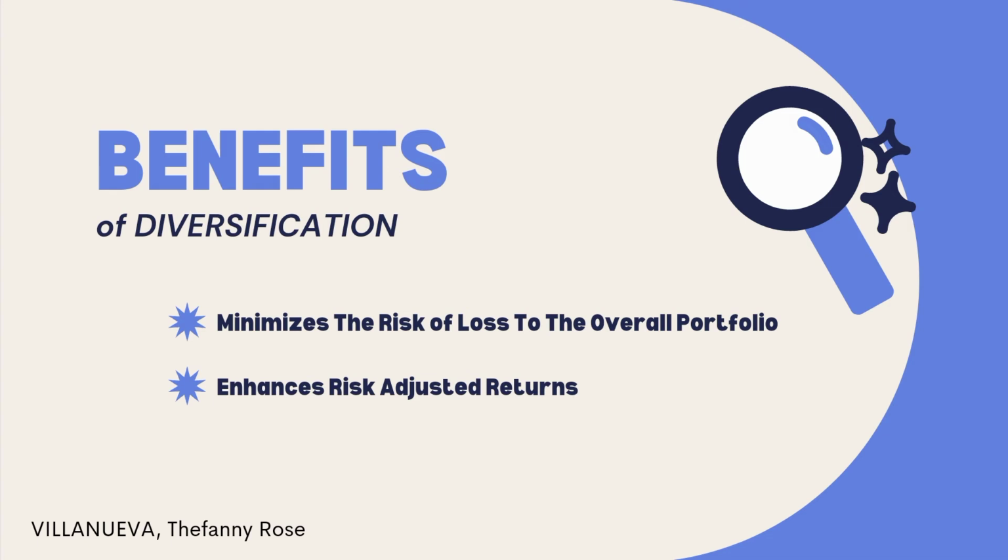So this is the second benefit. It enhances risk adjusted return. So in addition to limiting downside risk, diversification also has the effect of maximizing portfolio returns in the long run. So this is in part because risk is limited. So by avoiding exposure to major losses, the portfolio can be more likely to make money.